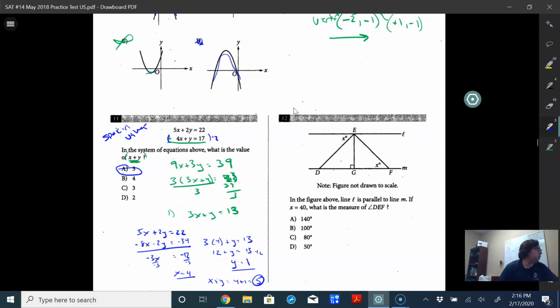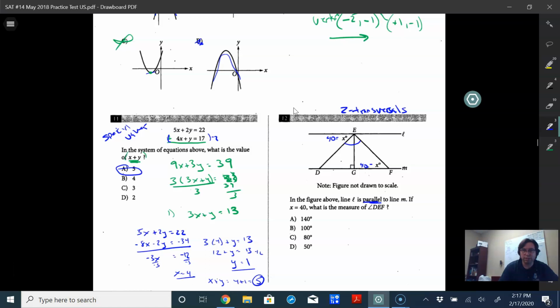All right, let's look at the next one that we have here. We see that we have parallel lines. We see that we have angles. So remember, when we see parallel lines like L and M, we always want to look out for Z transversals. Always want to be trying to look for those things. So it says in the figure below, line L is parallel to line M. So anytime you see something parallel, we can look for Z transversals. If x equals 40, what is the measure of angle DEF? So we're trying to look for this big angle right here.